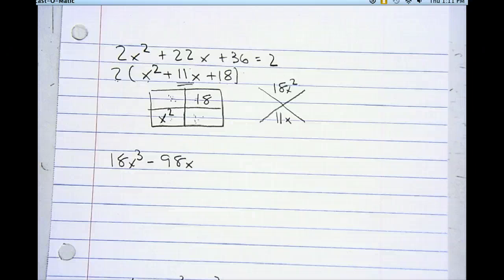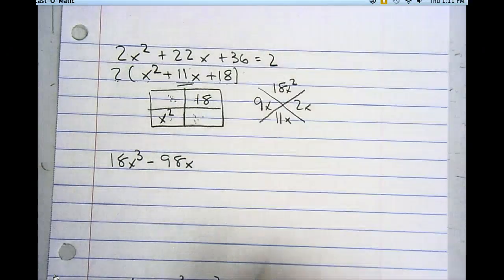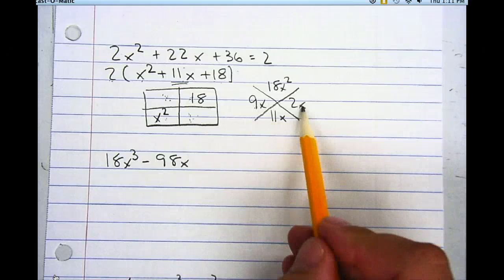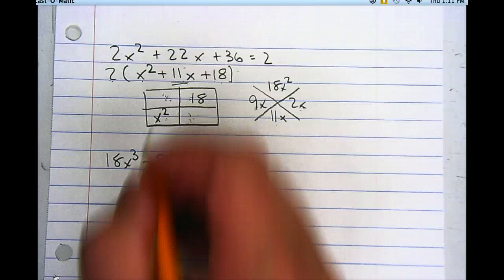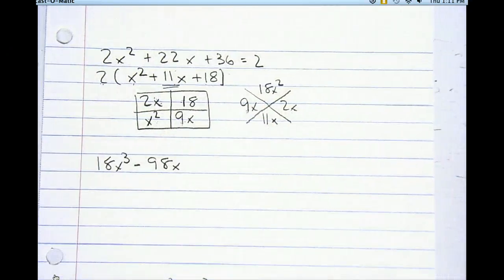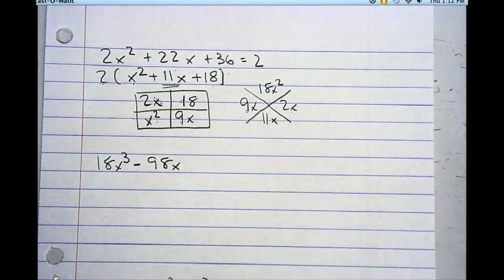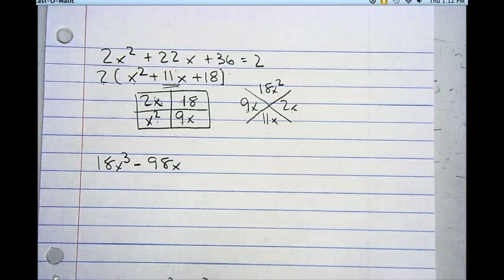Now I've got to find two numbers that I can add together to make 11x and multiply together to make 18x squared. And I know that 9x and 2x work: 9x plus 2x is 11x, and 9x times 2x is 18x squared. So these boxes are going to be 9x and 2x. Now remember, it doesn't matter where I put the 9x or where I put the 2x. They just got to go in those two boxes. It won't matter which one I put where.